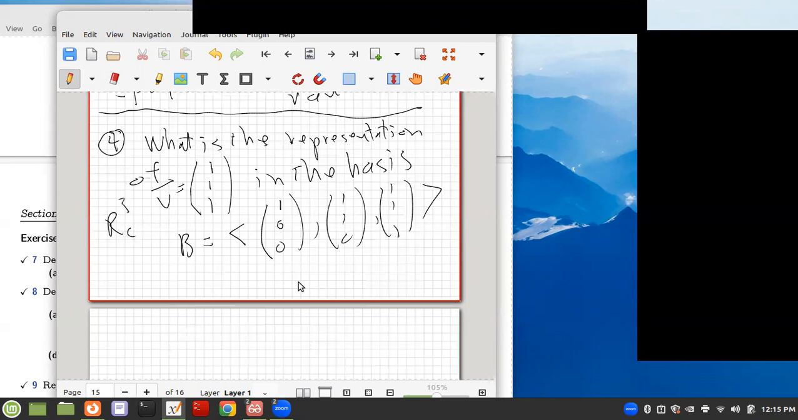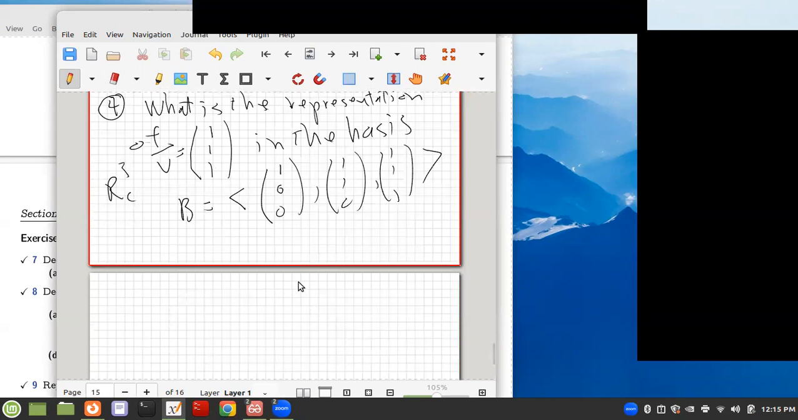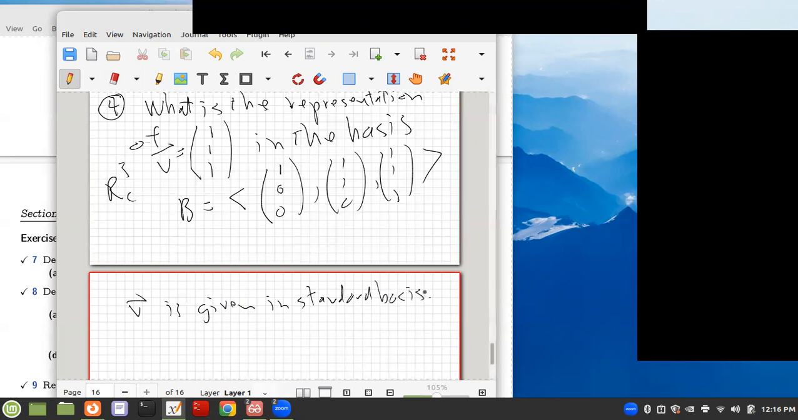Well, let me go ahead and. Well, R3C is already in the basis. Well, this is in the standard basis, right? We want to know what it is in this basis. We want to represent this vector in this basis. So when you're given a vector like this, V is given in standard basis. It's a little bit confusing because these basis vectors are also given in the standard basis, but we're sort of asking, what if I want to translate everything to this other basis?